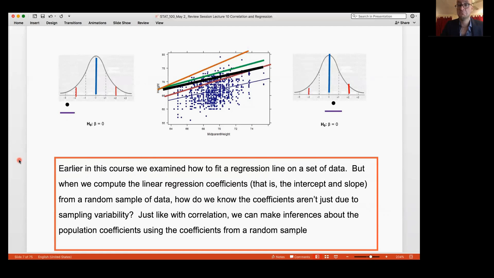In my view, this is the basis of modern statistics in practice. When we talk about what we do with regression, it isn't just to describe a sample, it's to describe a linear association from a sample and infer that linear association to a population. Any questions?